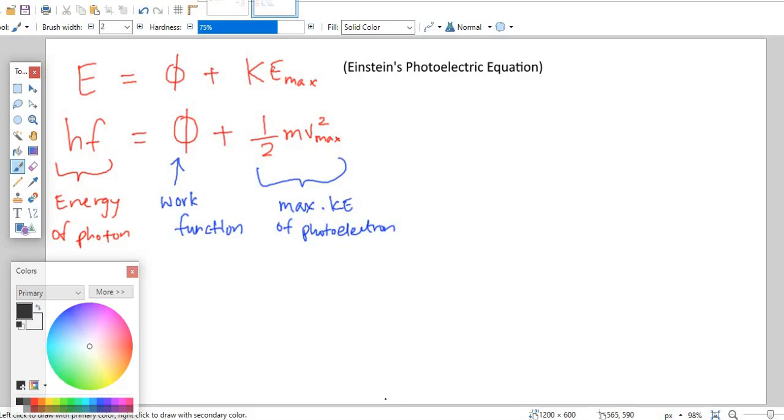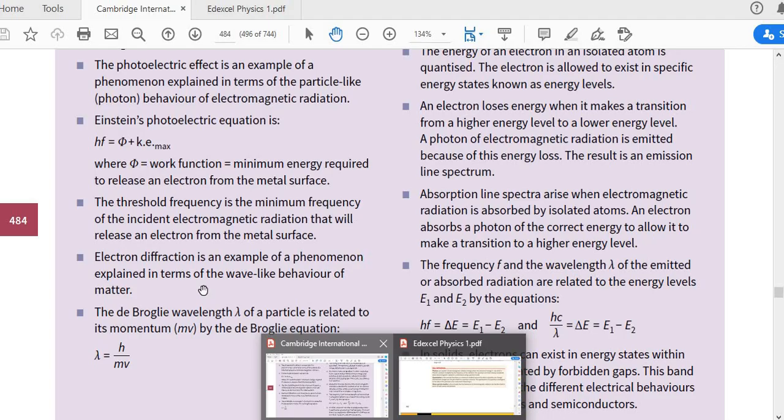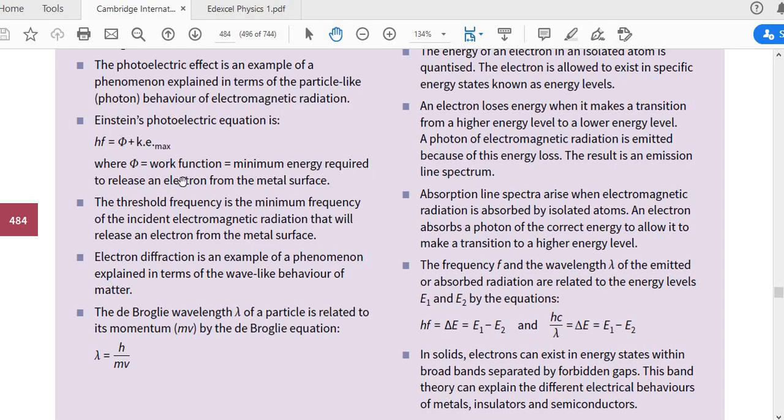What is the work function? Now I didn't write what the work function is. It is already given here. Minimum energy required to release an electron from the metal surface. Then we will learn threshold frequency. Okay, we can rewrite that equation.